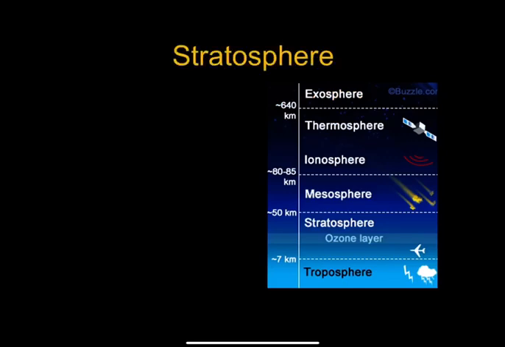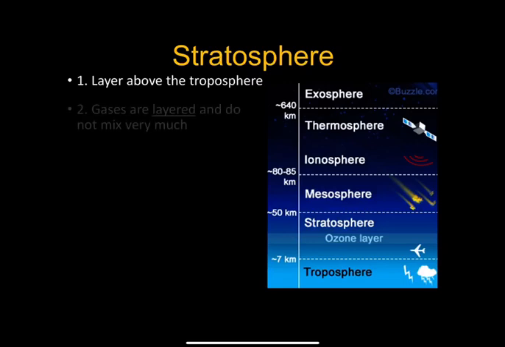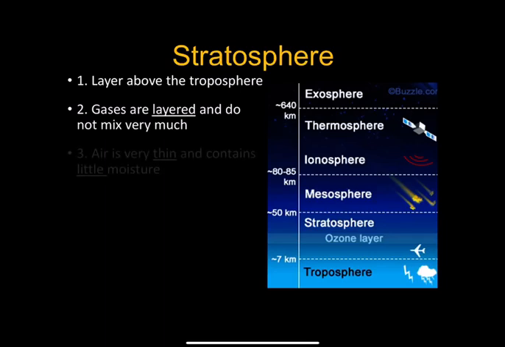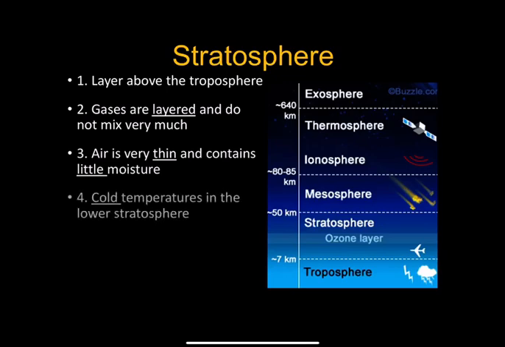The stratosphere. The stratosphere is the layer above the troposphere. Gases are layered and do not mix very much in the stratosphere. The air in the stratosphere is very thin and contains very little moisture. So the air in the stratosphere is very, very dry.